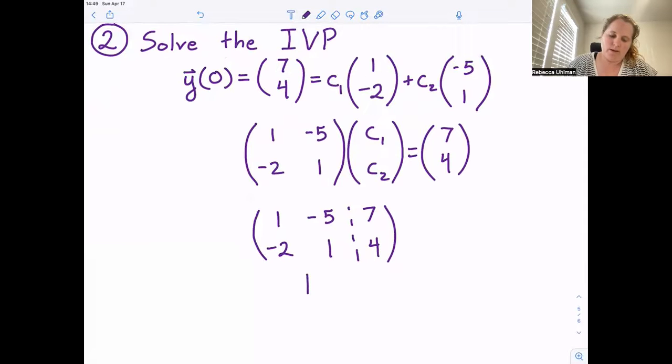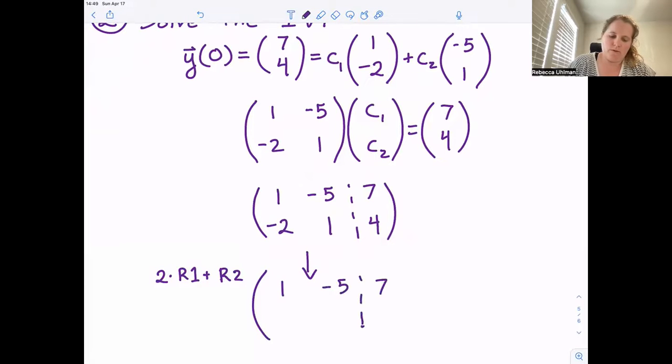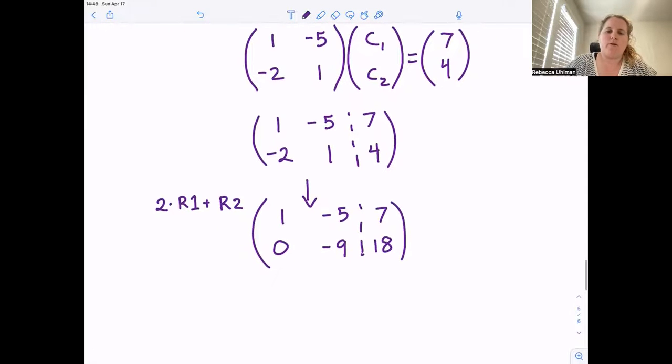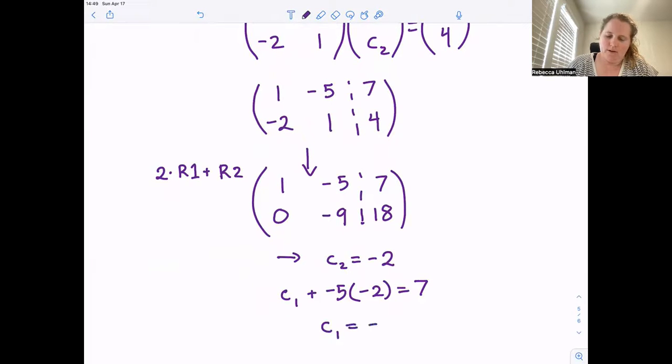If we multiply the first row by 2 and add row 2, we wind up with 1, -5, 7 for our first row, 0, -10 plus 1 would be -9, and 14 plus 4 is 18. So we would have 0, -9, 18 as our second row. This means that c2 would be -2, and then c1 plus -5 times -2 should equal 7. And we wind up getting that c1 is equal to -3.